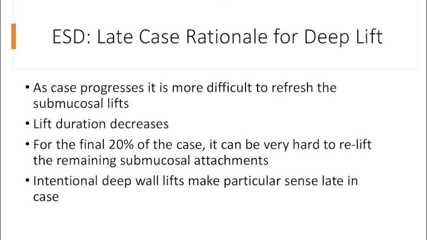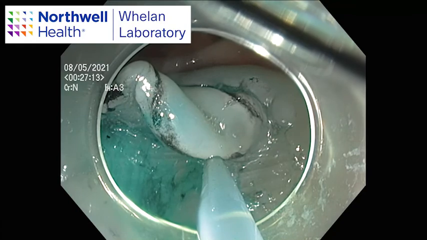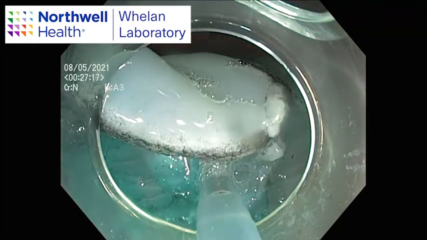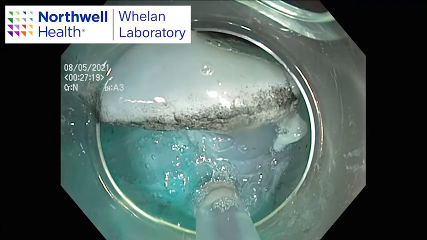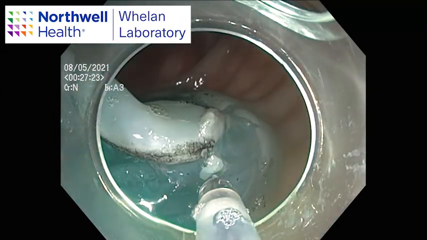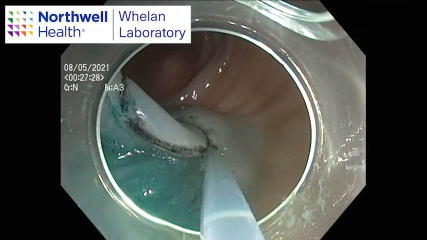Also, late in the case, submucosal lift duration is shorter than at the case's start. Intentionally injecting the deep wall as well as refreshing the submucosal lift is therefore logical in an effort to avoid perforation. Here, using the bovine model, we see a polyp late during ESD when it is largely detached. The deep wall is being injected prior to the final excision. The exposed deep muscular surface can be seen to expand in response to the injection. If during the final detachment the muscle is injured, perforation is less likely.